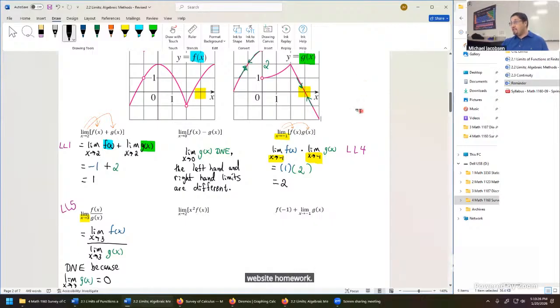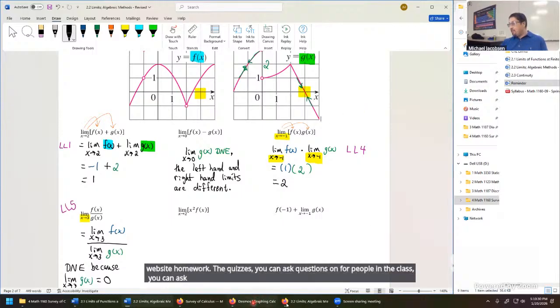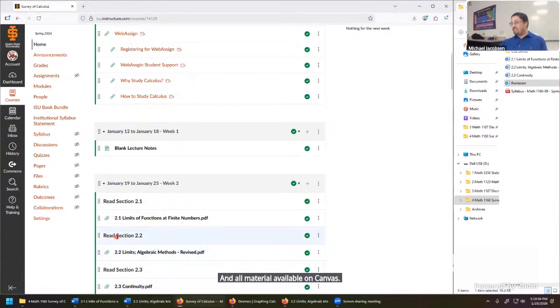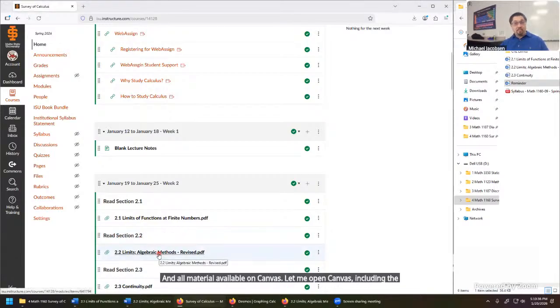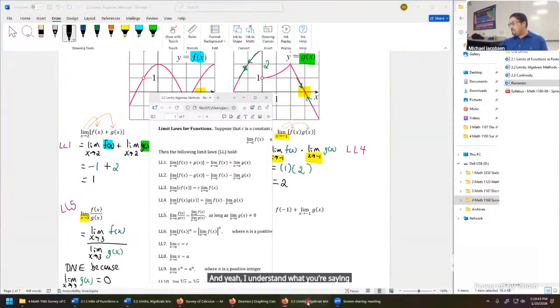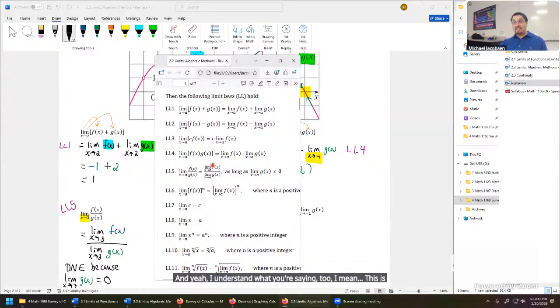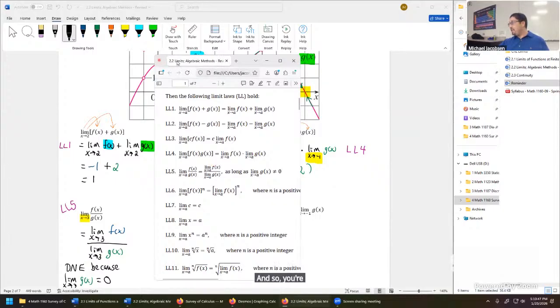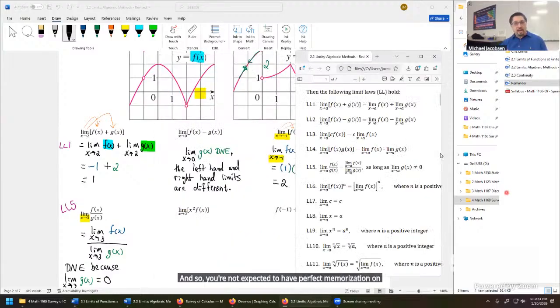The quizzes you can ask questions on for people in the class. You can ask me questions, and all material available on Canvas, including the notes in this section, are available for you to use to get through that quiz. And yeah, I understand what you're saying too. I mean, this is a lot of stuff to digest out of nowhere. And so you're not expected to have perfect memorization on all of this. It's more about, are you able to use the limit laws in the right context?